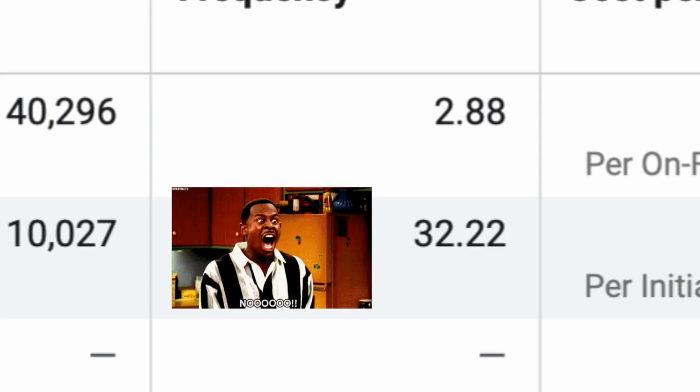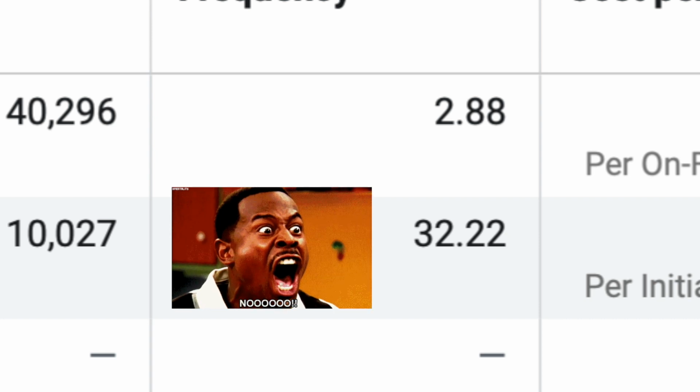Once you start to notice that your frequency rating is starting to surpass 4, you need to add more creative to your campaign. Once somebody sees your same exact ad more than 4 times, they're pretty much sick of you and they are less likely to convert at that point. Now, when it comes to how much creative you need, I recommend having at least 5 creatives to start with, a good mixture of short form video and static images.